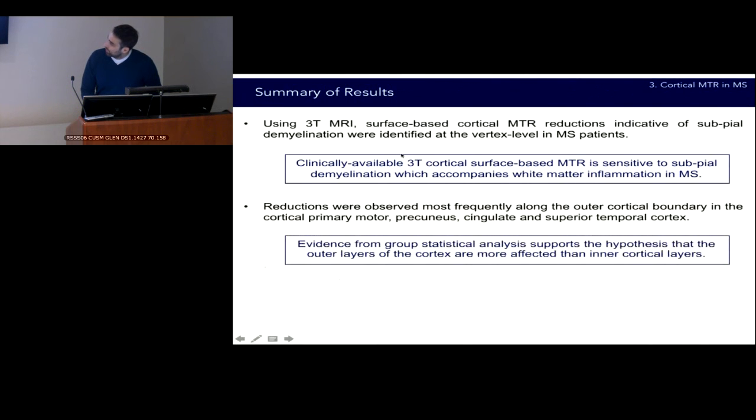So we tried to show that clinically available 3T cortical surface MTR is sensitive to subpial demyelination, and showed that along the outer cortical surface there are more signatures of demyelination in MS compared to control subjects, and the group statistical analysis supports this.